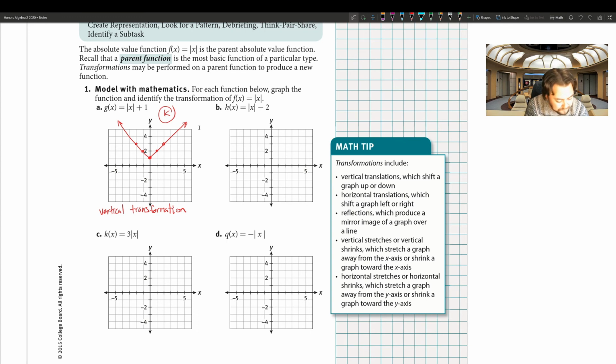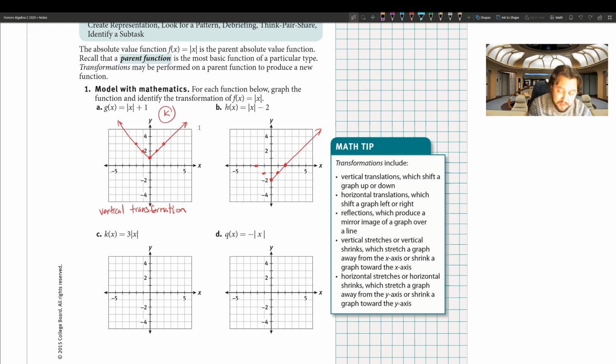Let's look at b. That's the absolute value of x minus 2. So if I take 0 minus 2, we're going to go negative 2. 1 minus 2, negative 1. And 2 minus 2 is 0. We're going to do the same on the other side. 1 minus 2 is negative 1. 2 minus 2 is 0.